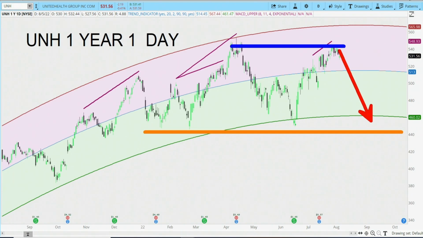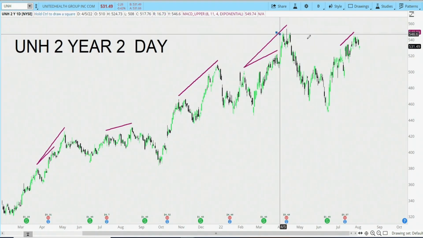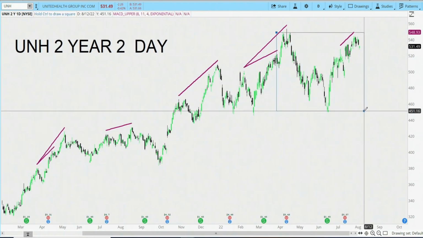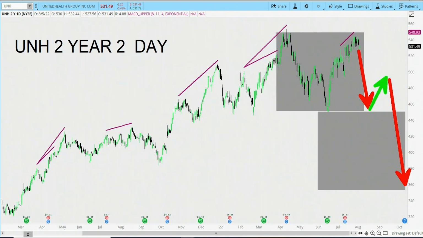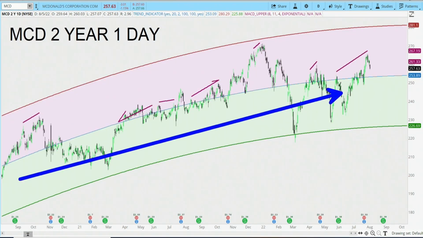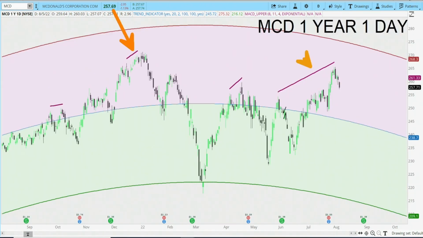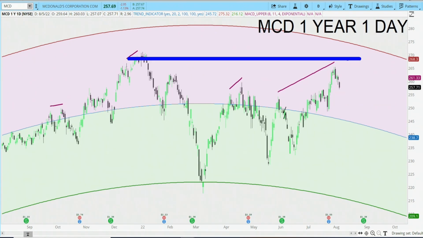level of $450. Back out on a 2-year chart, if this came back down to support and broke that level of support, it'd give a lower level of $360 target. Of course, this could take some time, so be mindful of the options that you use. McDonald's 2 years 1 day, we can see that we're still in a strong bull trend, but lowering it down to a 1-year chart using the MACD divergence, you can see a double top formation.